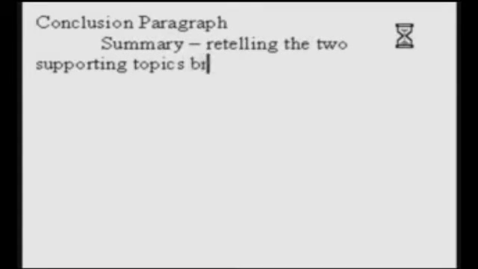Okay, now finally the conclusion paragraph. Now the conclusion paragraph starts with 1 or 2 sentences that provide a summary. And a summary is basically retelling the 2 supporting topics briefly.